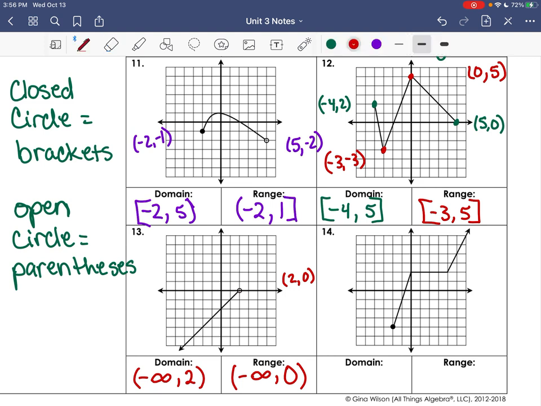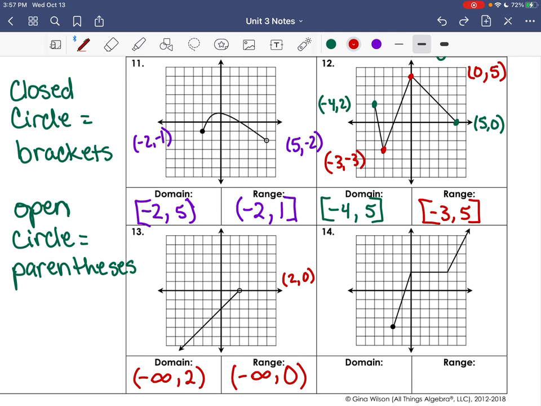So I had some people asking today, what does it mean that it's 0 but not included? That would be like you're at negative 0.999999, but you can't ever truly get to 0. Or if you're coming in from the left to get to 2, you're actually doing 1.9999999, but you can't actually get to 2.